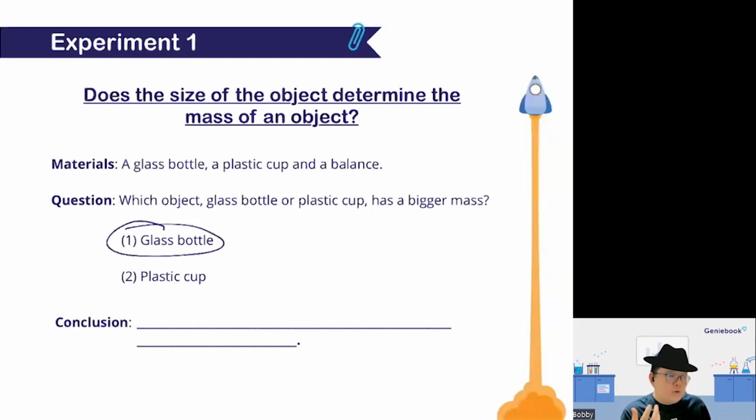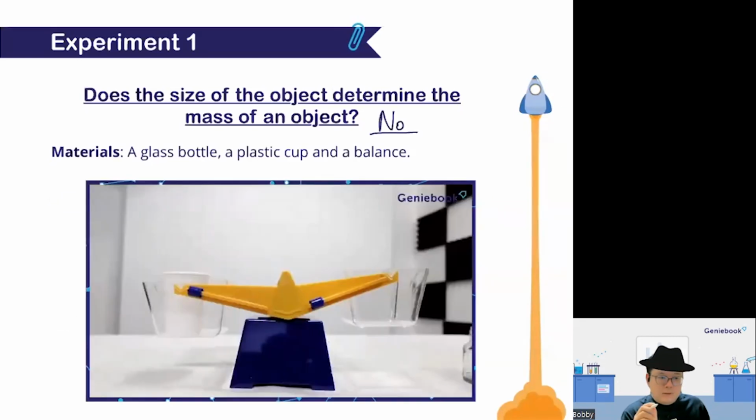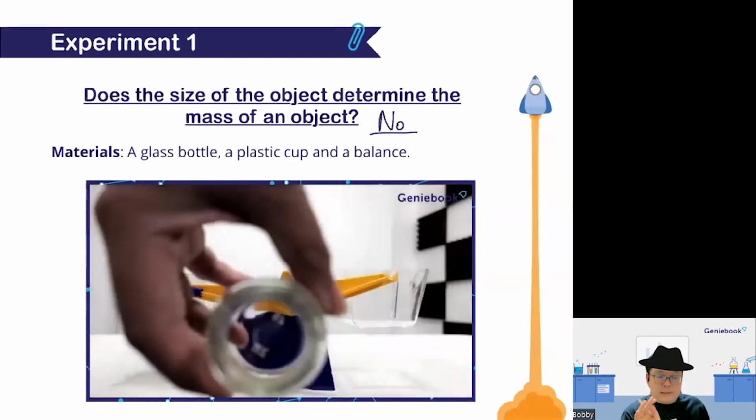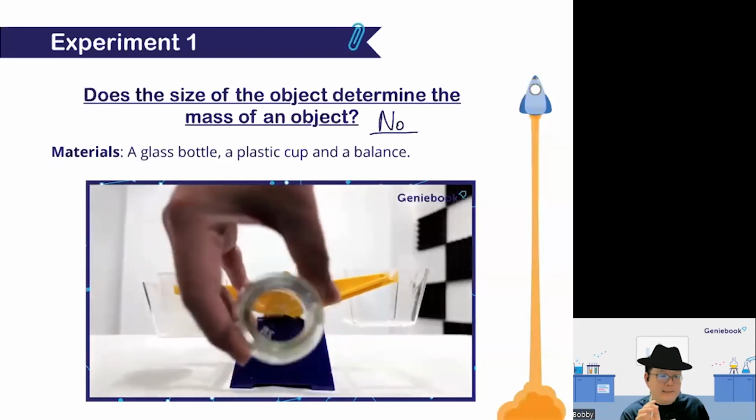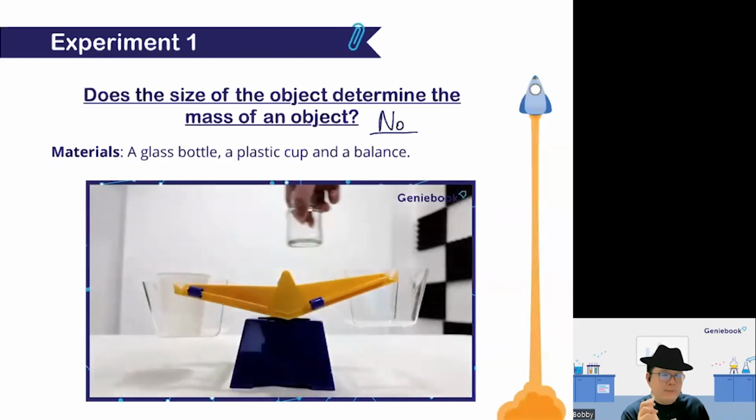But how did you know it is the glass bottle? Because you're watching a video, you yourself are not physically holding the object. There are also heavy plastics. So how do you know? Based on the video, how do we know that the glass is heavier? Look at this. This is not a weighing scale. This is a balance, actually a beam balance.